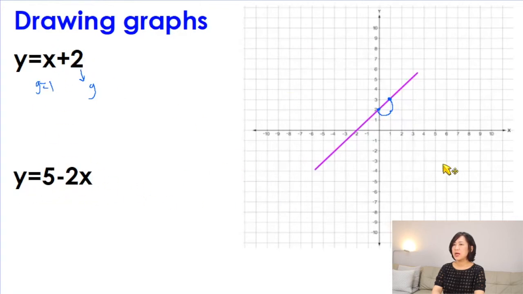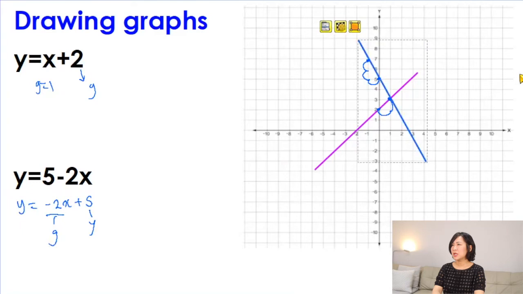Then let's move on to y equals 5 minus 2x. Let's change this into the standard form. That is y equals minus 2x plus 5. Then we can see our y-intercept and then gradient. So the y-intercept is 5. The gradient is, let me move 1 left and 2 up. Then here is another point. Then let's connect these two lines.